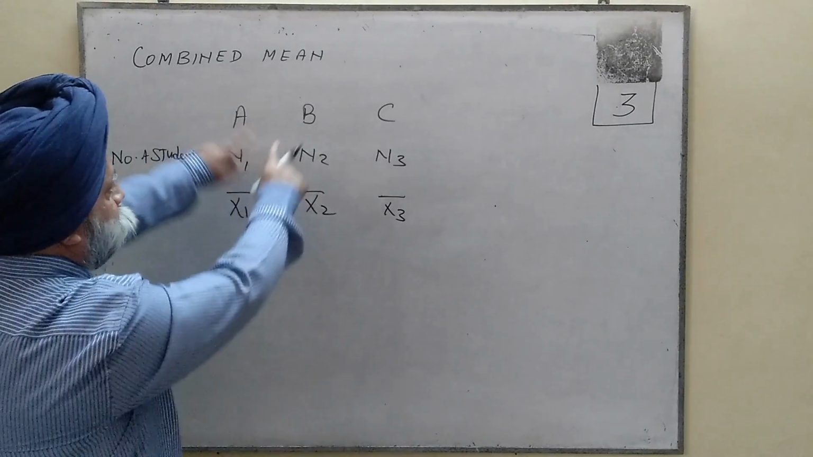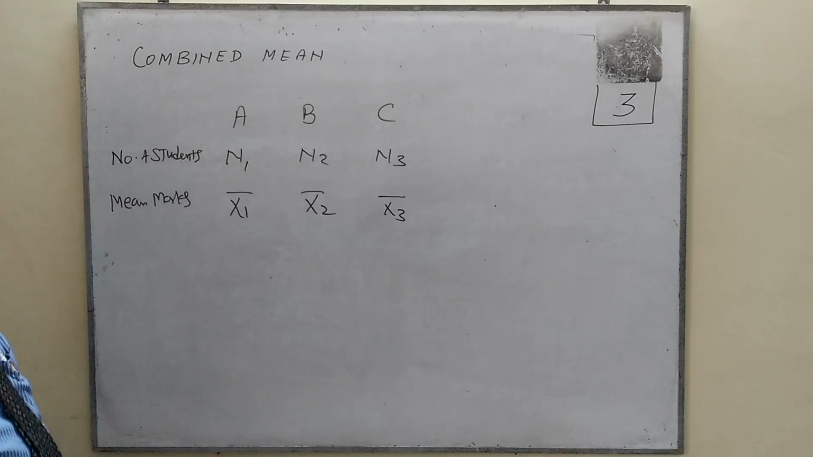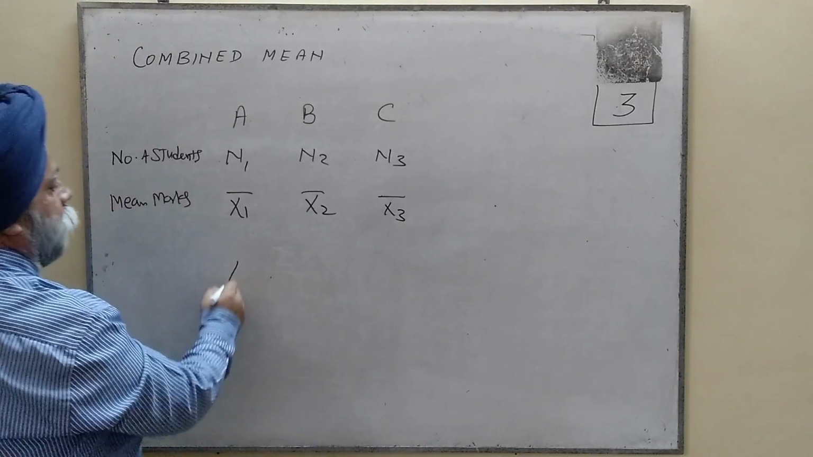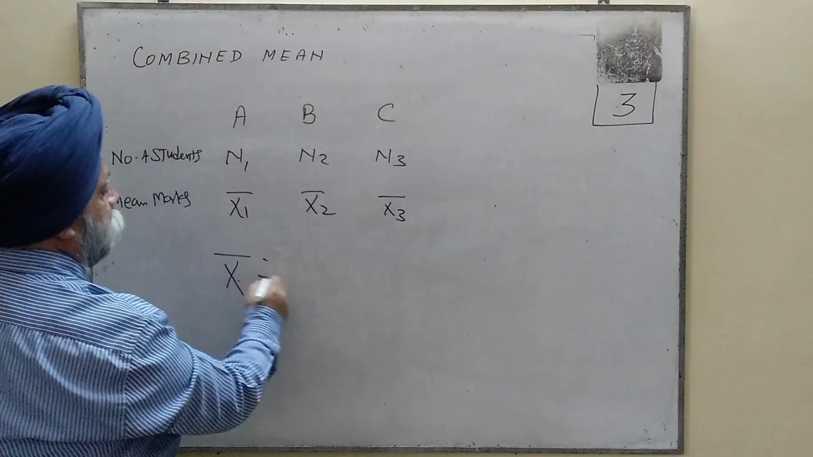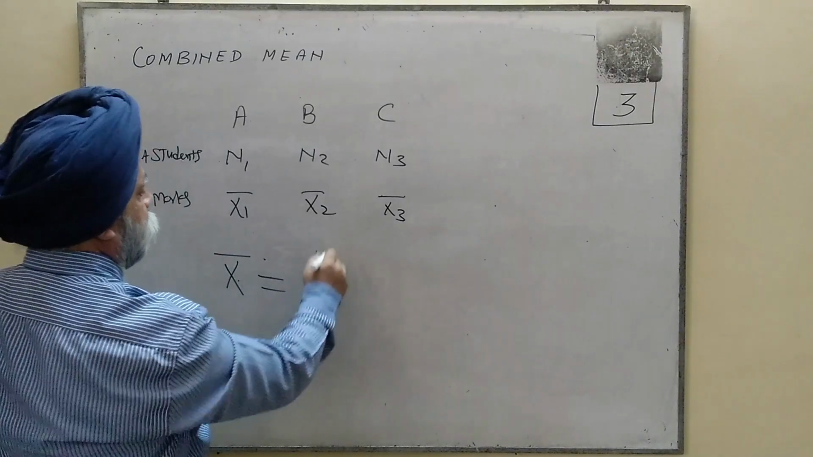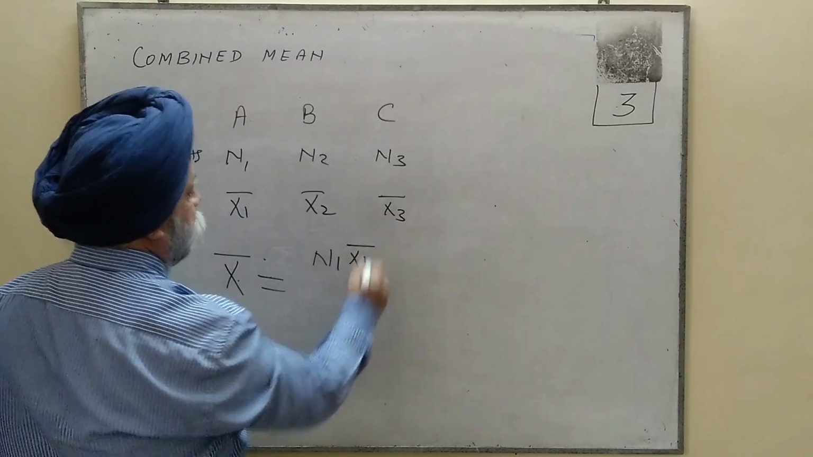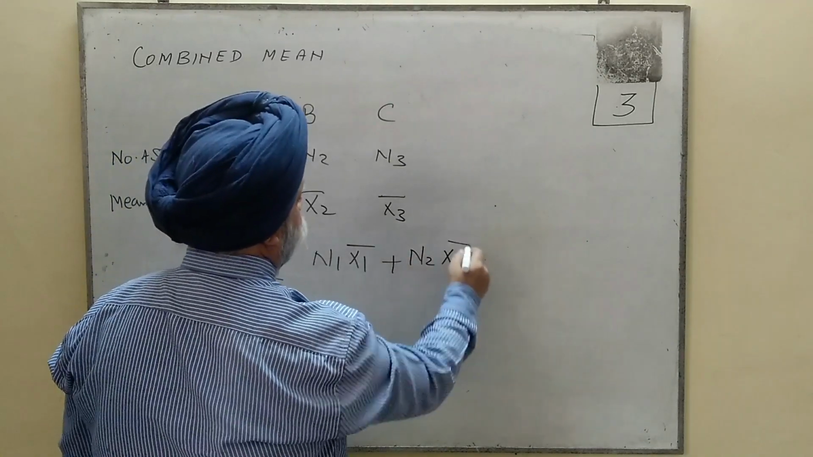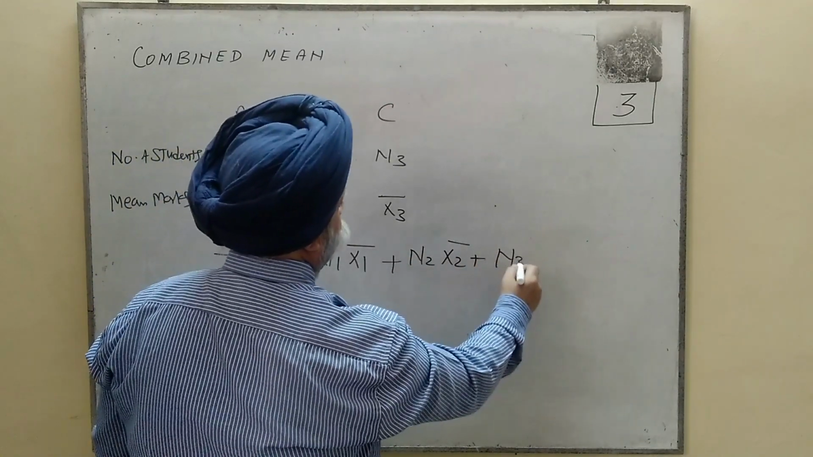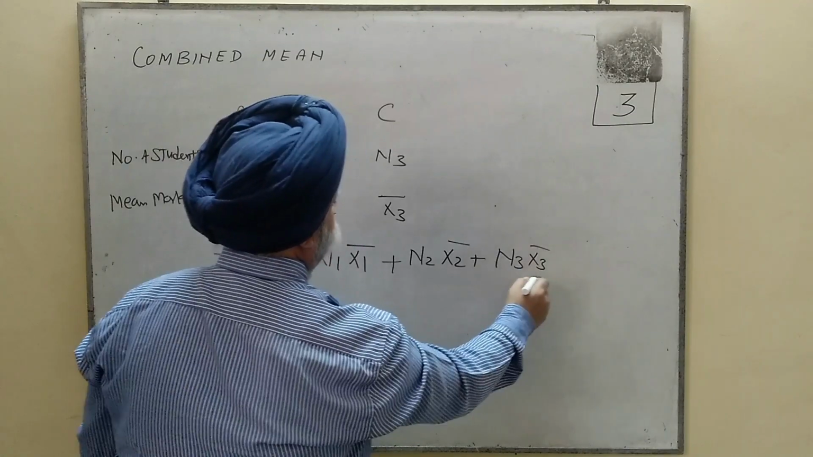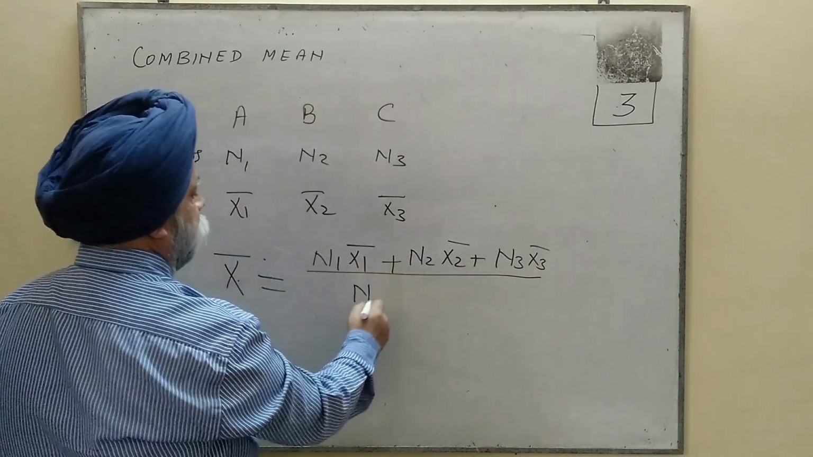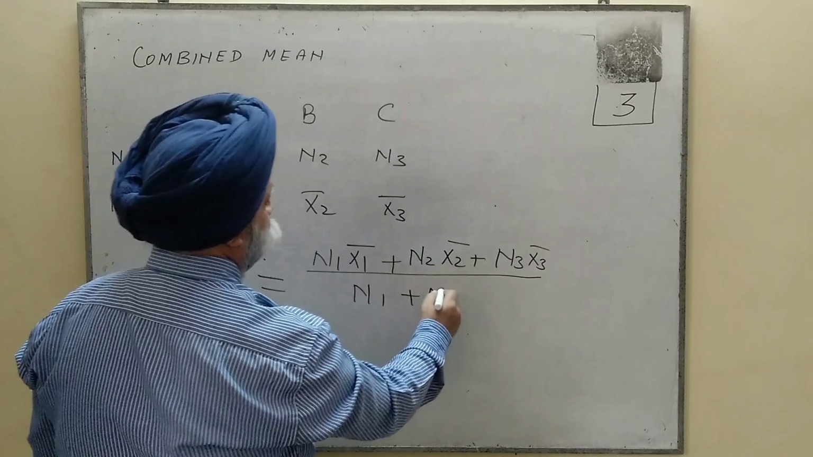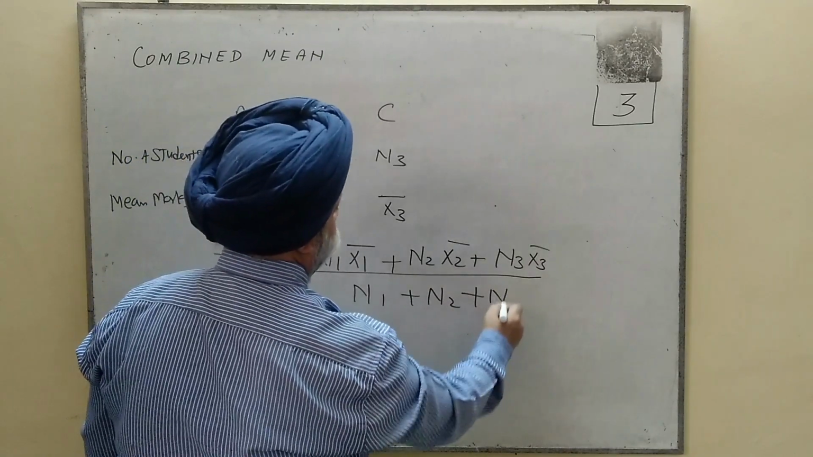Now what is the total combined mean of three sections? The formula for combined mean will be N1 X1 bar plus N2 X2 bar plus N3 X3 bar over N1 plus N2 plus N3.